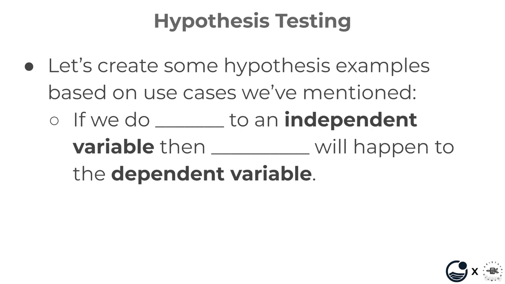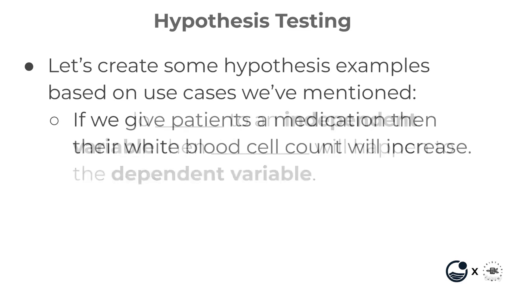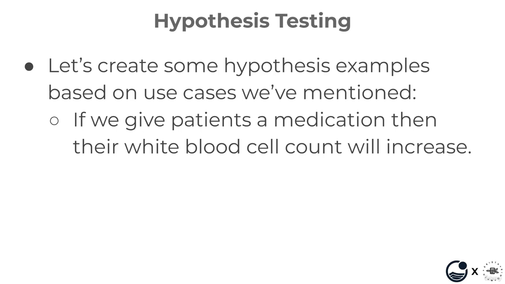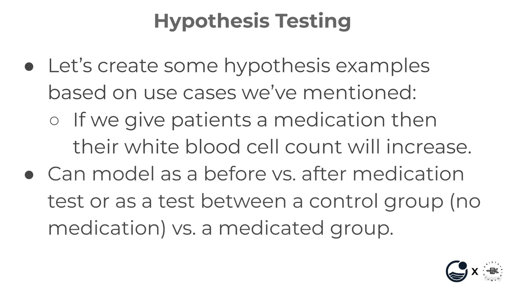So let's match up this general statistical definition to some of the example cases we've mentioned. For example, I could say if we give patients a medication, then their white blood cell count will increase. And that could be an example of a hypothesis that I can test. Also note that I could technically model this as a before versus after medication test. So I could take the same group of people, count their white blood cells, then give them the medication and count the white blood cells post-medication. Or I could split people into two groups, a control group that doesn't take the medication versus a group that does take the medication.